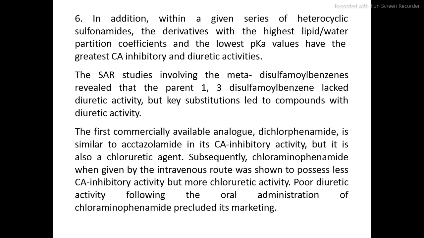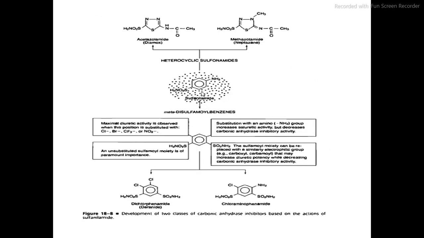So here we come to this. This is now our prototype molecule, sulfanilamide. What we are doing here is substituting this particular sulfanilamide with different types of substitution, and we talk about meta-disulfamyl benzene. Here the substitution, as shown, is at four different places, but there is another type of development that relates to the heterocyclic sulfonamide.